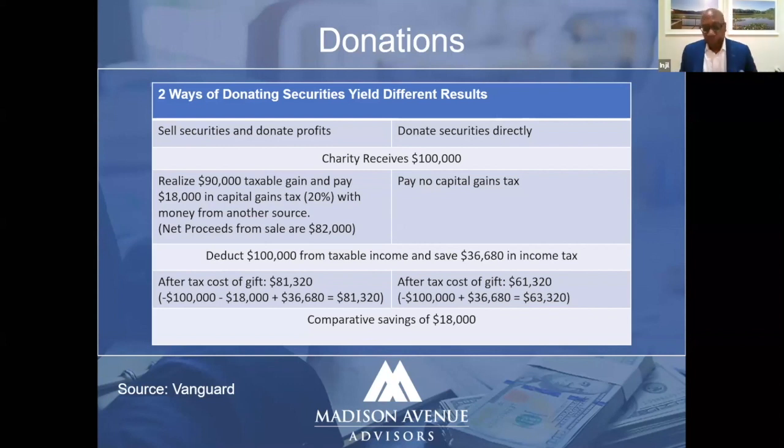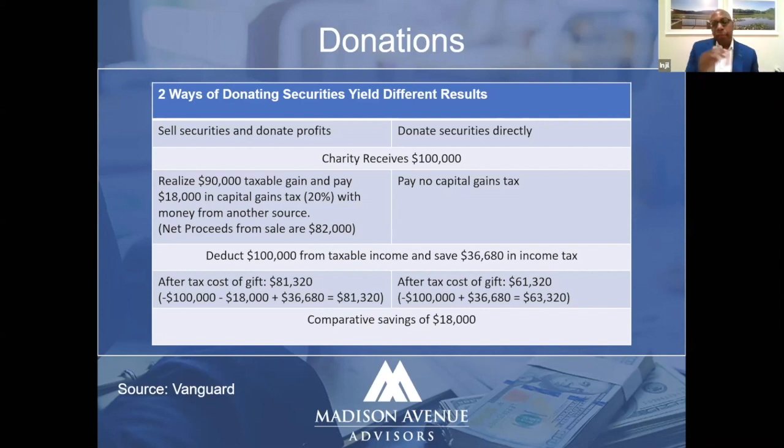So when you sell the security, it cost you $10,000 and it grew to $100,000. So you're a great investor, you made 90 grand. 90 grand capital gain. Remember the capital gain is at 20%. So 20% times 90 is $18,000. So when you sold this security, you incurred a tax of $18,000. You then wrote a check to the charity for $100,000. So when you write a check to the charity, you receive a tax deduction and the tax benefit was $36,680.